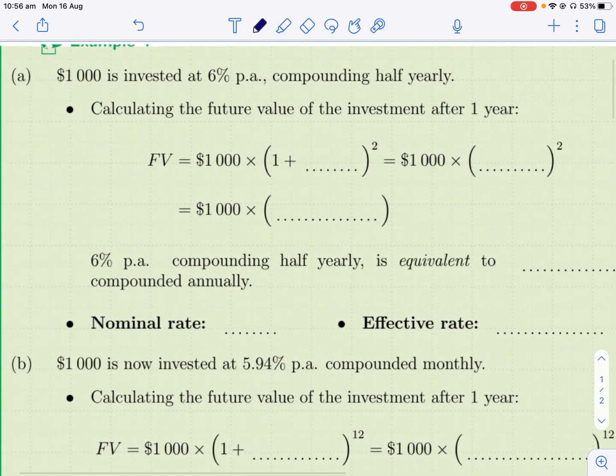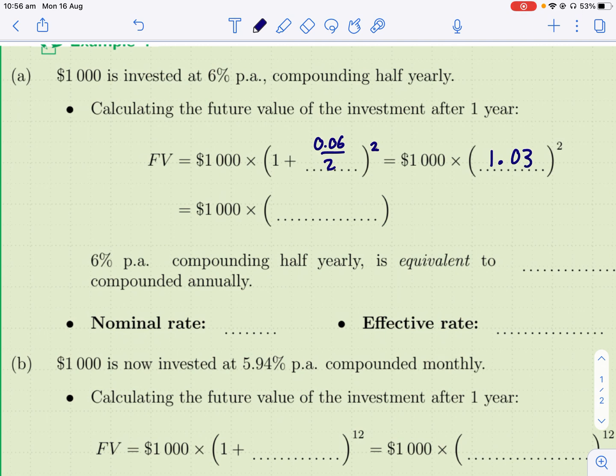This time, with the first one, we've got $1,000. We're investing it at 6% per annum, but it's compounding twice a year. So if we were trying to figure out the future value, we'd have our 1,000 times 1 plus R. Well, this would be 6%, so 0.06, but we'd end up dividing it by 2, and it'd be raised to the 2 because it's 2 compounding periods. So we would be ending up multiplying it by 1.03 squared.